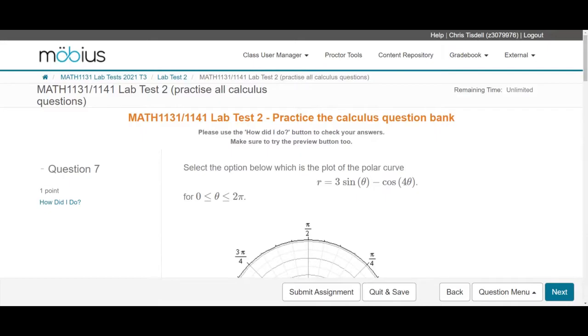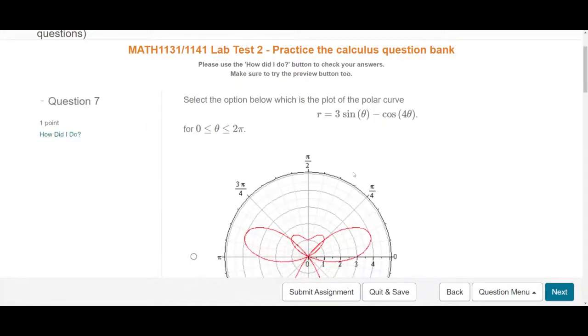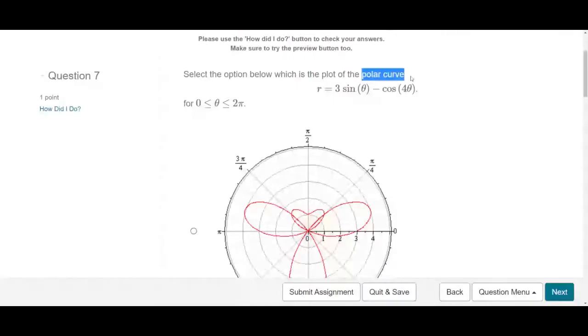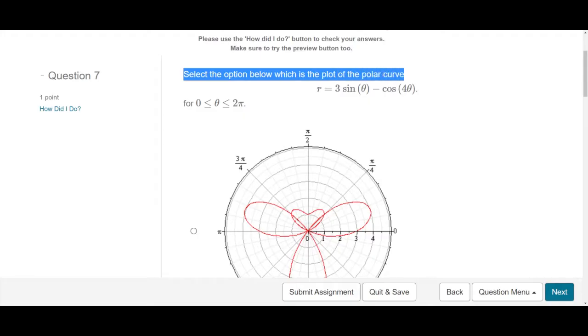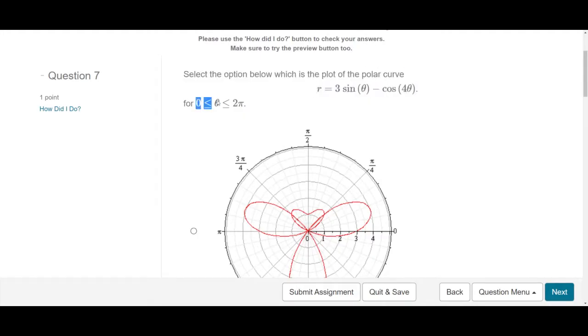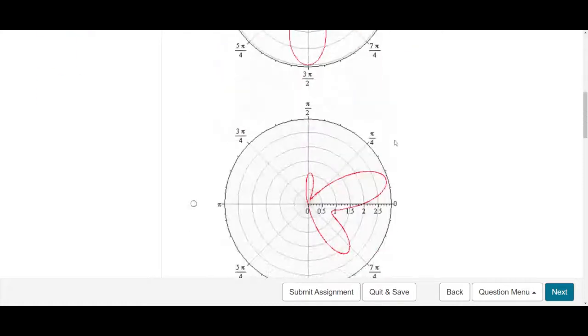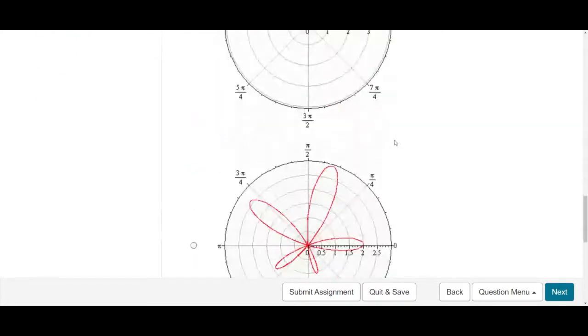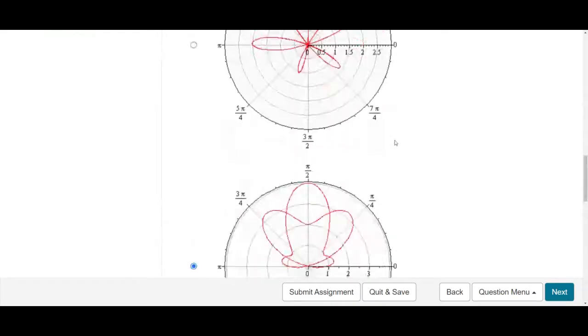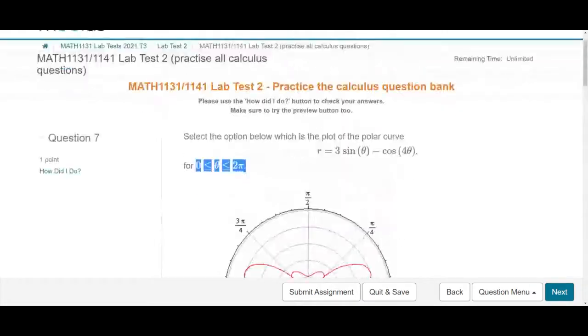Well, it is about polar curves or polar plots. Select the option below which is the plot of the following polar curve, for theta between 0 and 2 pi. Okay, so you've got some options here and you just want to choose the right one. What I would do with this one is just plot this function in Maple using the polar plot command. Okay, so how do you do that? Well, I'm glad you asked. Let's have a look.